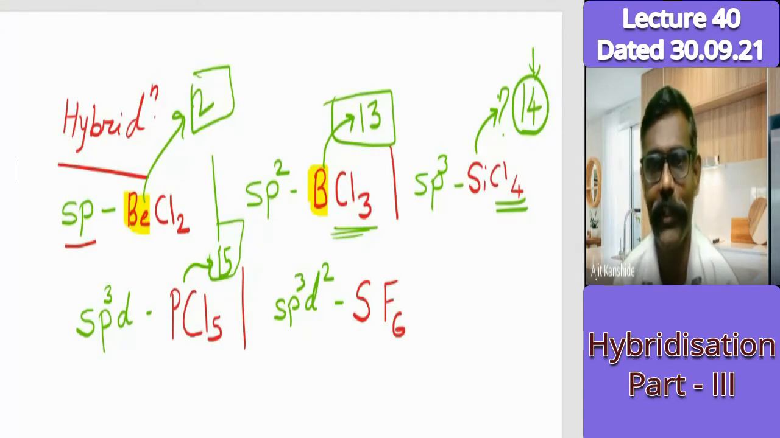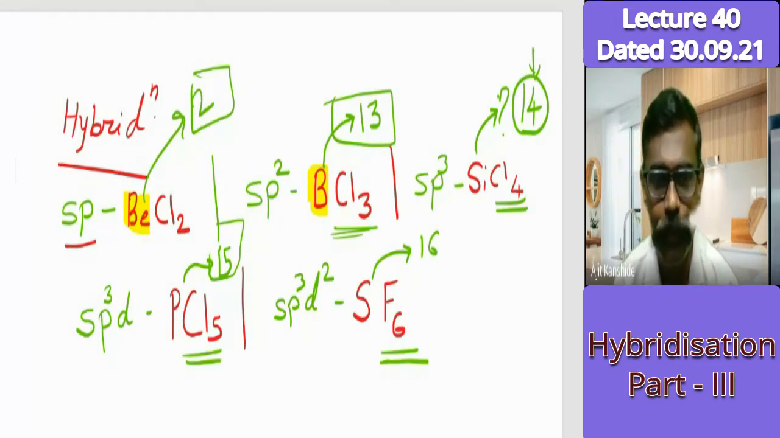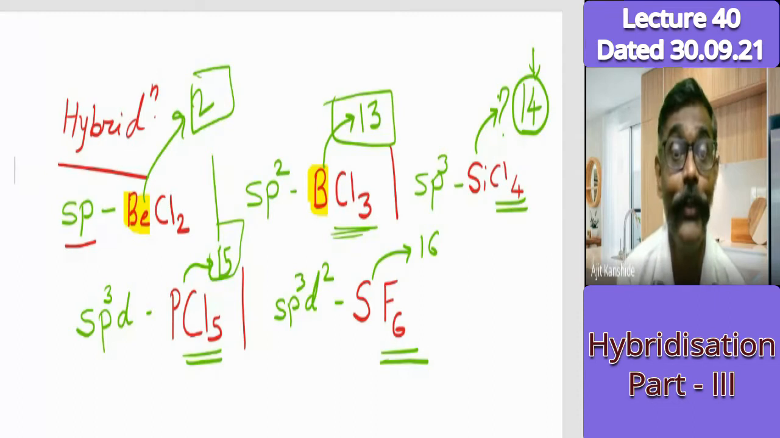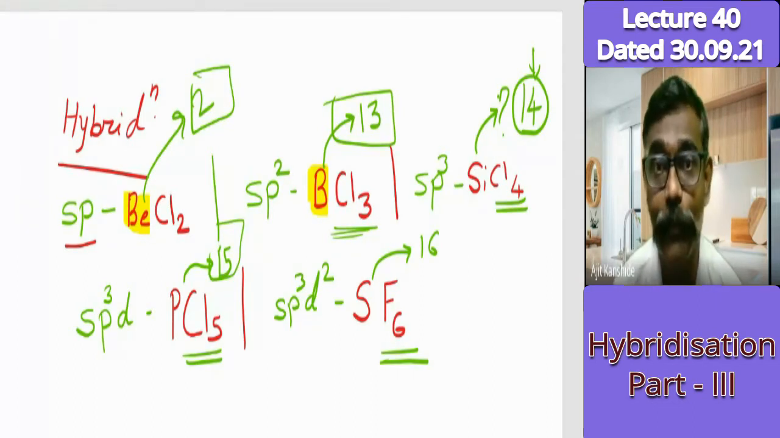But one interesting thing that I am bringing to your notice: sulfur belongs to group 16. So here 6 chlorines are there. Phosphorus belongs to group 15. So 5 chlorines are there. So the number of peripheral atoms is decided on the basis of group number.